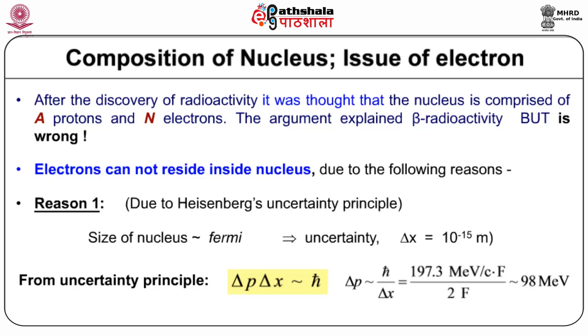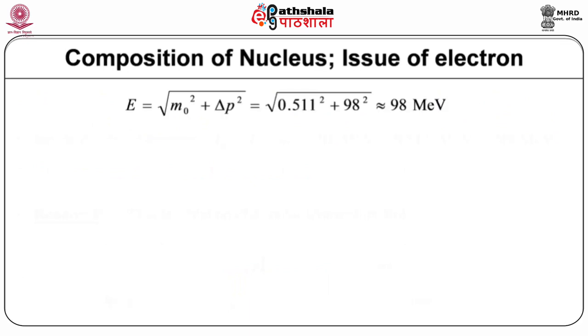So delta p can be estimated to be around h bar upon delta x, since h bar is equal to h upon 2 pi, where h is Planck's constant. If we put in the value of Planck's constant divided by 2 pi and the value of delta x, which is of the order of 10 to the power minus 15, we get an energy value of around 98 MeV. So in the previous slide, we found that if the electron has to be within the nucleus, the momentum should be of the order of 98 MeV. Now when we convert this momentum into energy, we have the relation E is equal to the square root of m0 square, where m0 is the rest mass of the electron, plus delta p square.